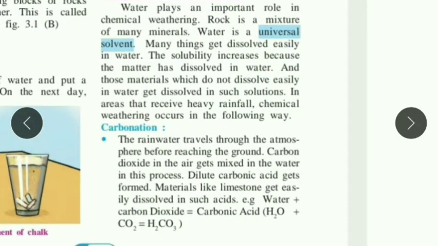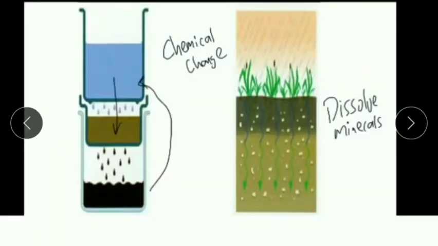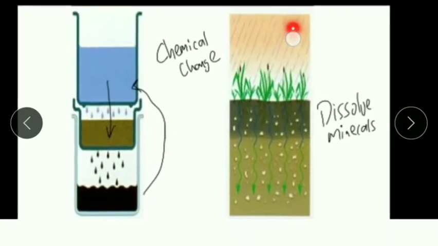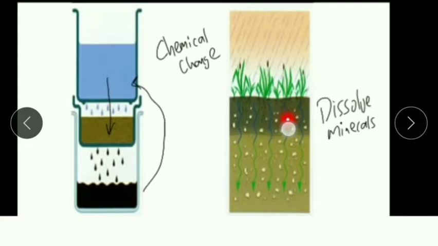Before going to carbonation, I would like to show you one diagram. See in this picture, the rainwater travels through the atmosphere before reaching the ground. The carbon dioxide in the air gets mixed with the water. In this process, dilute carbonic acid gets formed. See here, the water is coming down and getting mixed with the carbon dioxide in the air, and it forms carbonic acid.